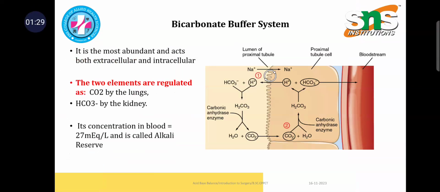The bicarbonate buffer system occurs in our body, in the extracellular and intracellular fluid. The mechanism is that it maintains the CO2 level and the bicarbonate level. This process is done with the help of the carbonic anhydrase enzyme. H2CO3 will be dissociated into H2O and CO2. This CO2 will be excreted through the lungs.